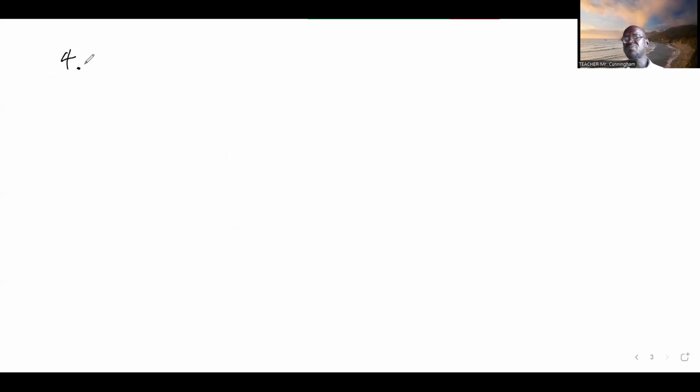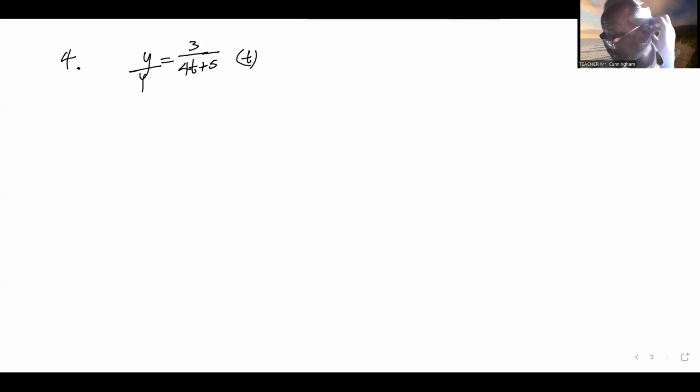I want us to finish this before. All right, so most people got this one right, so that was good. y equals 3 over 4t plus 5. And we were finding for t. Cross multiply, right? You could cross multiply. Some people, I saw Udia using it, which was good. You could either cross multiply or just multiply throughout by 4t plus 5, right? So it's 3 over 4t plus 5.